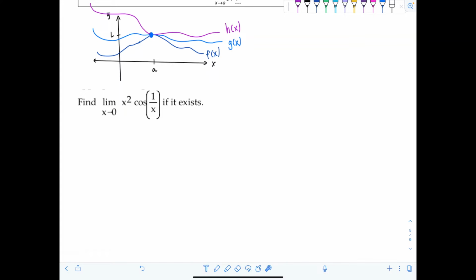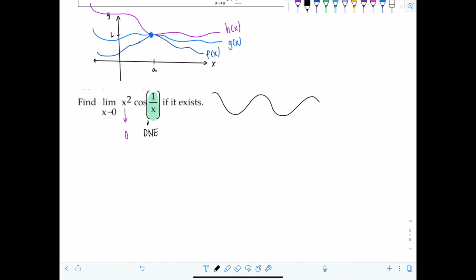Okay, so here we have an example. Find the limit as x approaches 0 of x squared times cosine of 1 over x, if it exists. If I try to just directly substitute x equals 0, here's the problem. X squared is going to 0, fine. 1 over x, where's that going? 1 over 0 approaches either positive or negative infinity. And cosine of something approaching infinity does not have a limit because cosine oscillates like this. So you basically have 0 times something that does not exist.